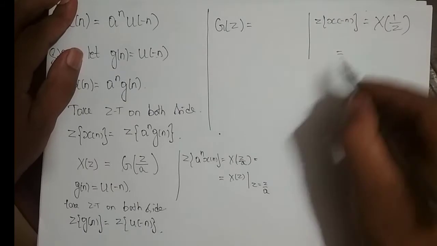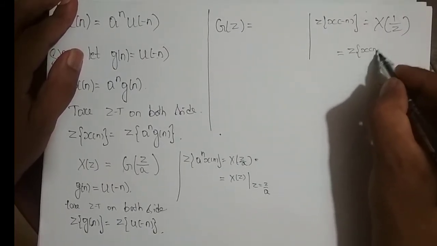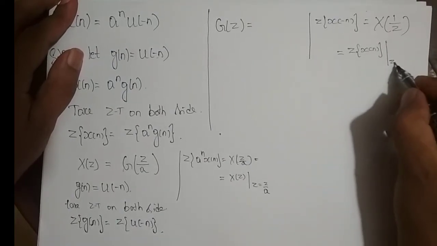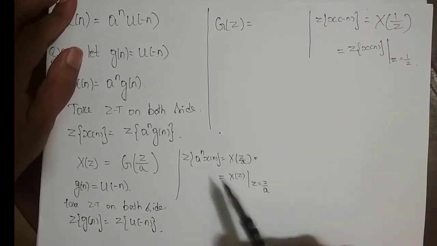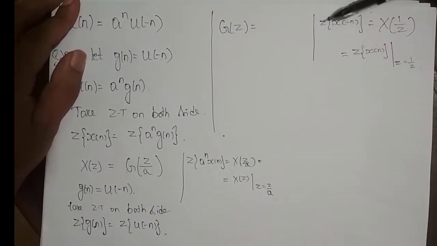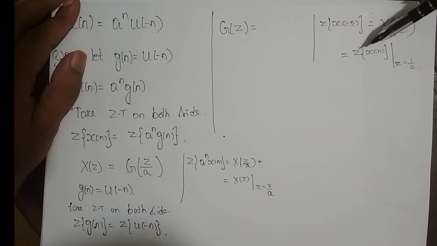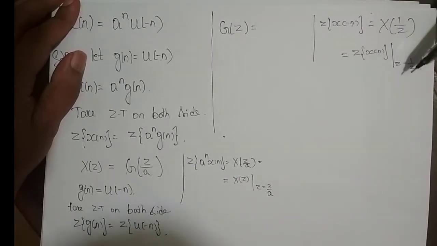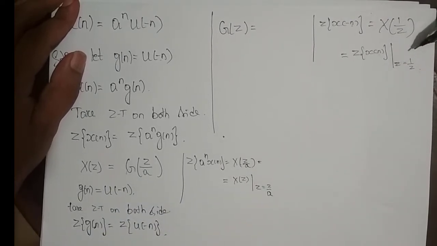Now instead of writing X of 1 by z, I can write it as the z transform of x of n, and in this z transform I have to replace z by 1 by z, right? In the sense, if I want to take the z transform of the reflected version of the signal, it is nothing but the z transform of the unreflected version of the signal, and in that equation I have to replace z by 1 by z. This is how I wrote it.